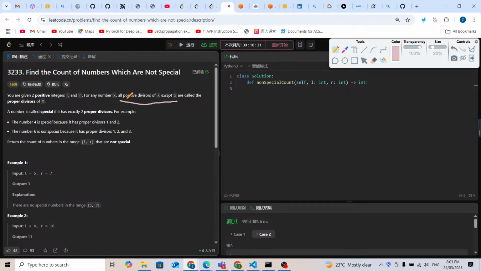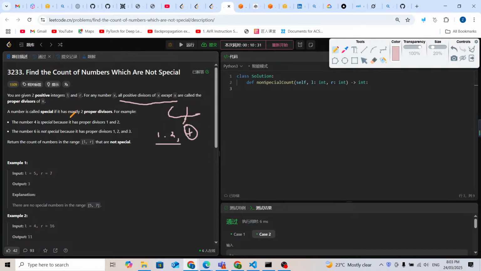For any number, all positive divisors of x except x. So for example, if we are given the number 4, the divisors are going to be 1, 2, and 4. But we need to exclude x, the number 4 itself. So 1 and 2 are called proper divisors.